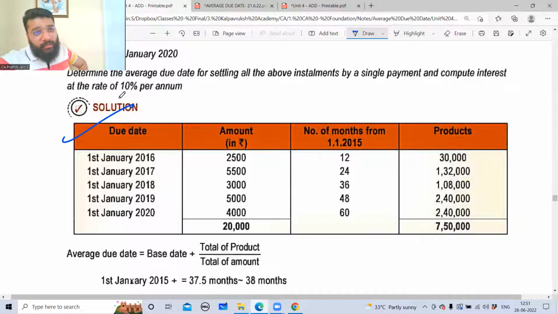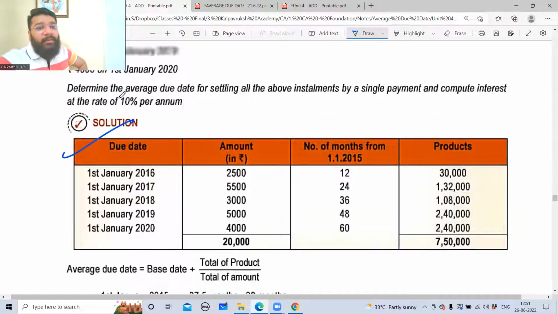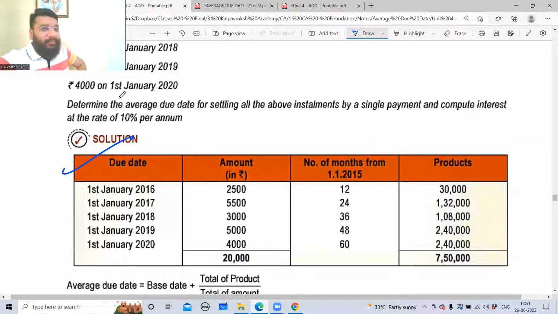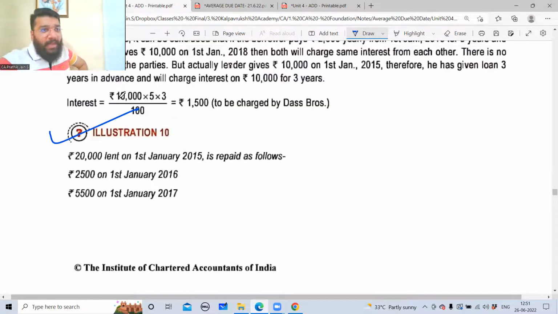I would say your choice, as long as the first question is there. But in the second question, I was shaken that if I did this question in both the methods, I was not getting the same answer. So I'll do the second question for you, which is illustration 10, and then we'll decide what to do, what not to do.